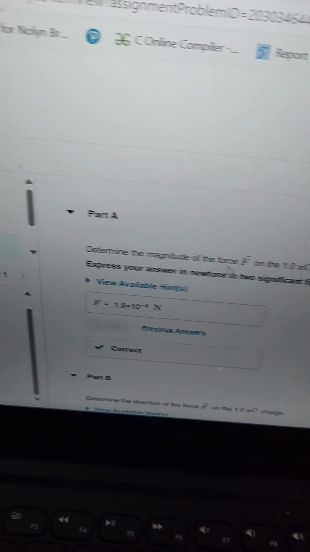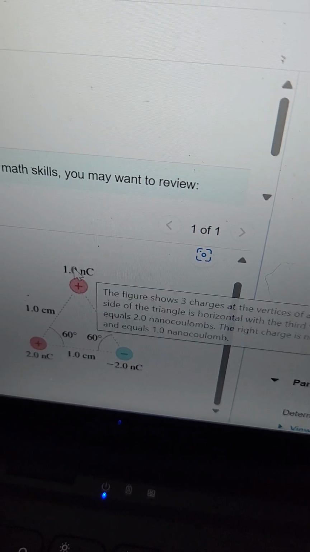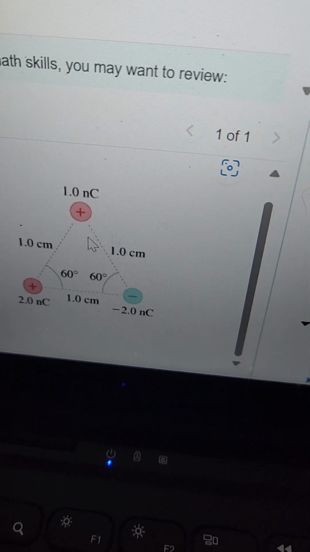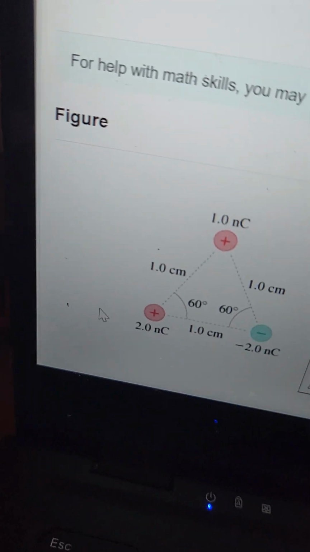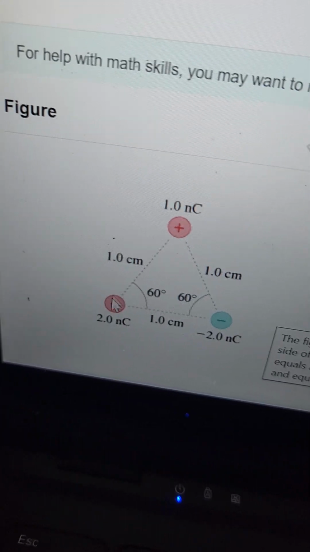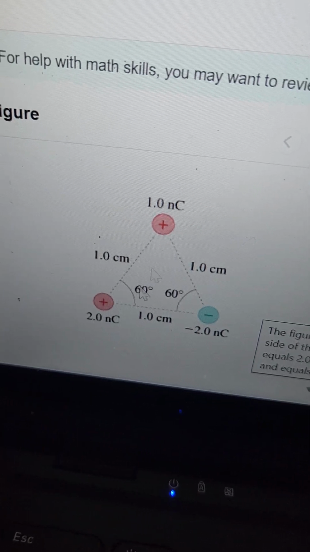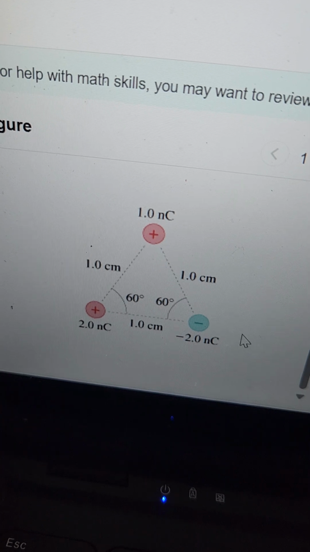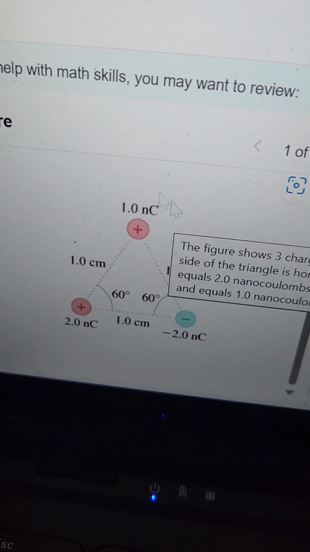All right, so it wants you to find the magnitude of the total force on the particle that's charged on this one. I called the one on the left particle 1, this was particle 2, and this was particle 3. Because these are both positive, particle 1 is going to repel particle 2 up and to the right. And since these have opposite charge, particle 3 is going to attract particle 2 down and to the right.